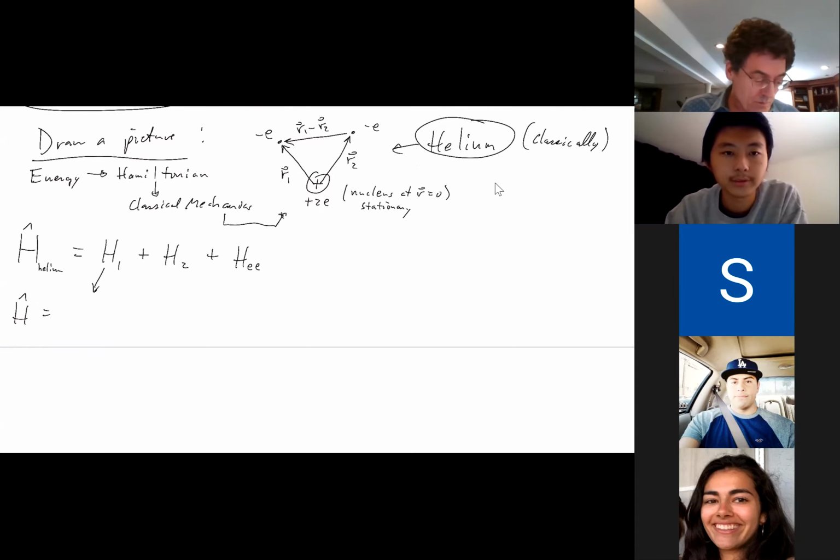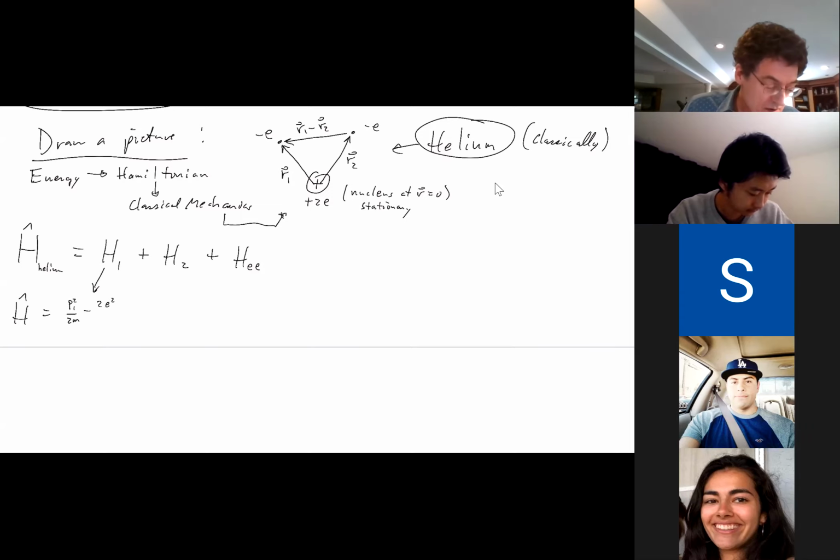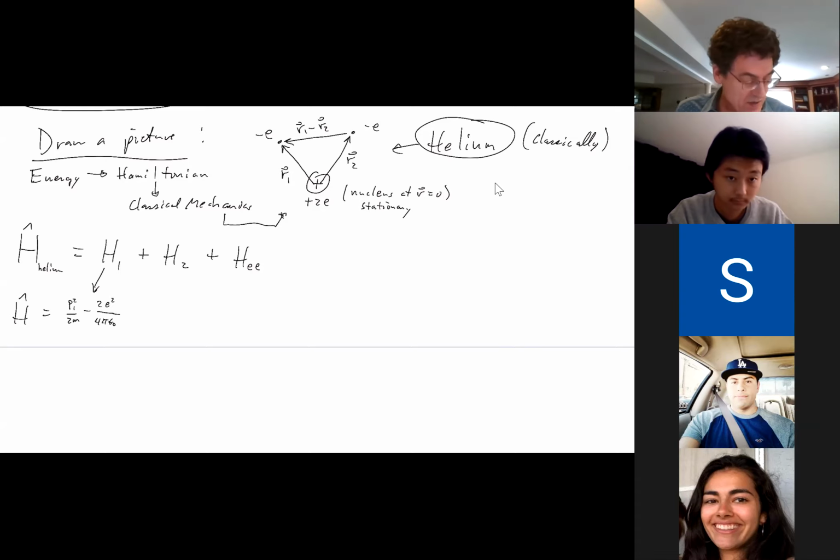P1 squared over 2me, and then plus the Coulomb potential between the nucleus and E1. Exactly. That's exactly right. And this is the Coulomb. It's minus 2e squared over 4 pi epsilon naught. And what's the next variable? R1? Yes, that's right. So that's it.